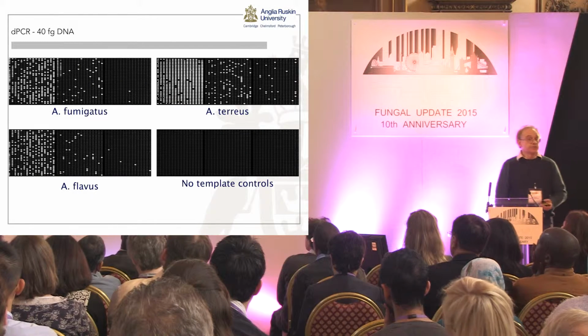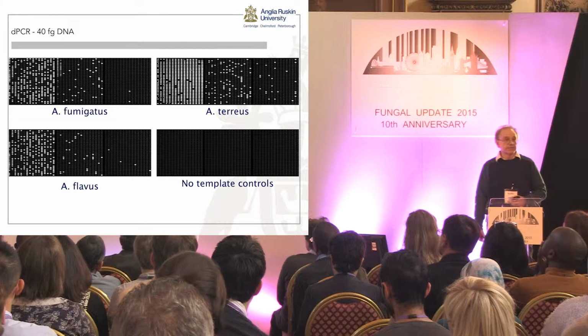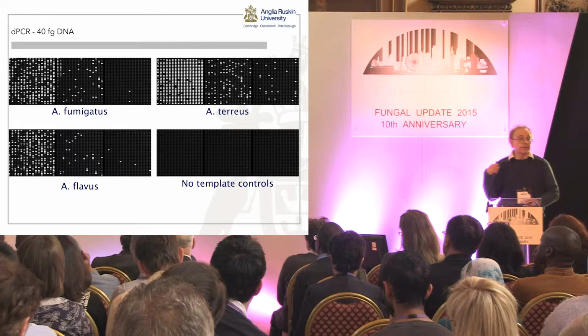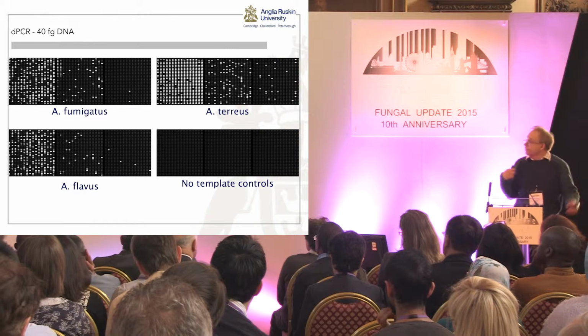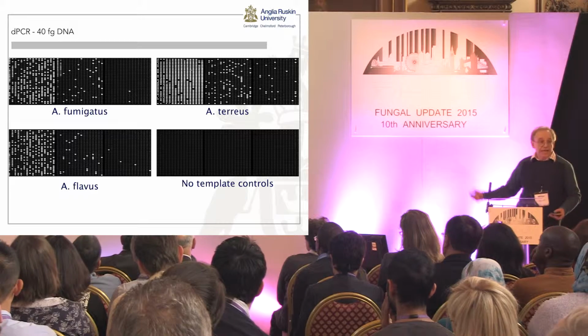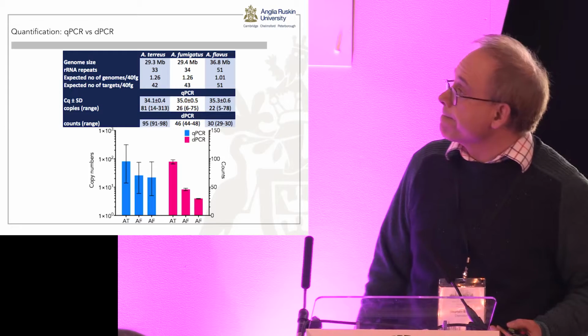Here's a use for this sort of application. Here we have three different Aspergillus samples. They were quantified using a NanoDrop at 40 femtograms, and we ran these on our digital PCR instrument. And as you can see, at the highest dilution we can now actually count copy numbers of ribosomal DNA.